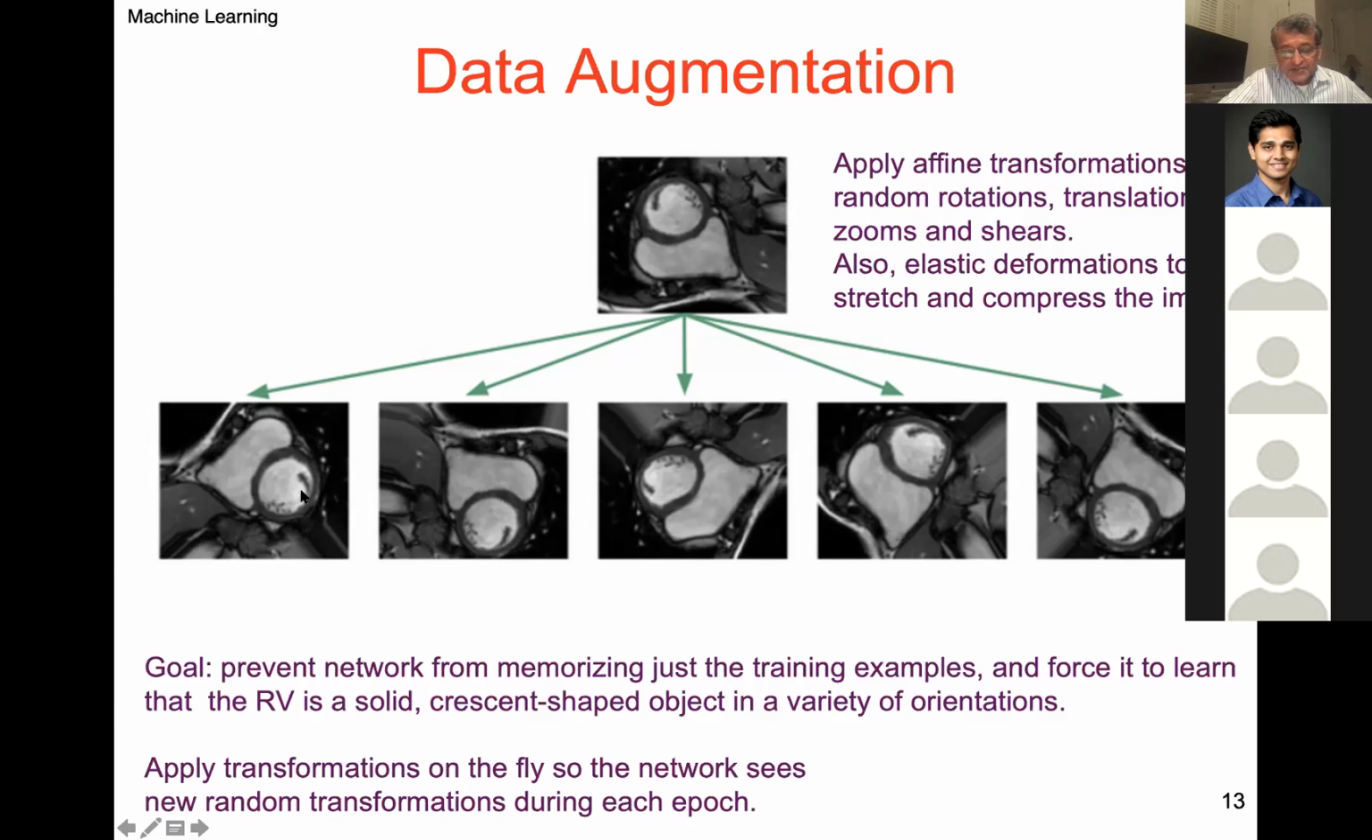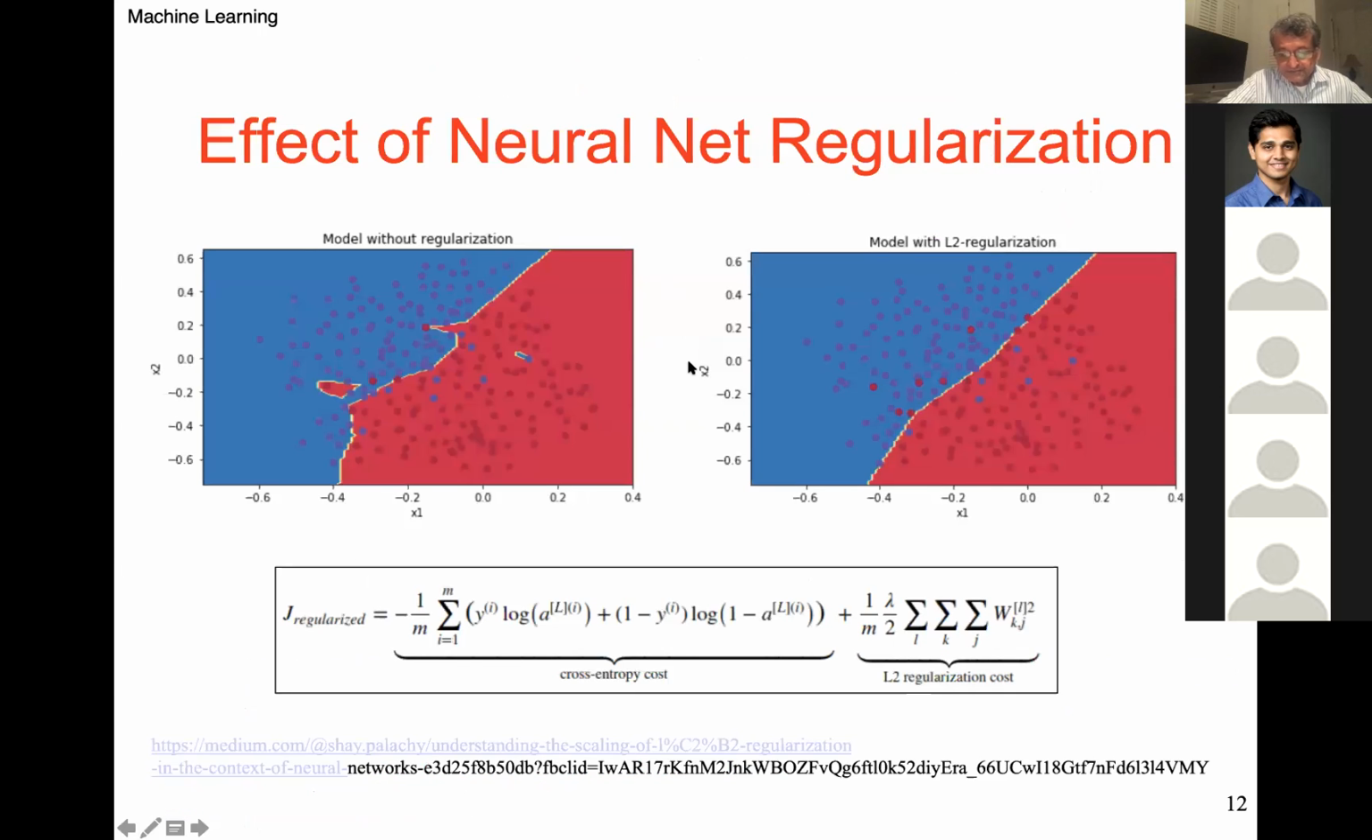So one approach is to create artificial data. They took the same image and rotated it several times like this. So use all of these images to train it. They only have one image, but you're creating a larger data set. Apply transformations on the fly so the network sees new random transformations during each epoch. Anyway, this is called data augmentation.